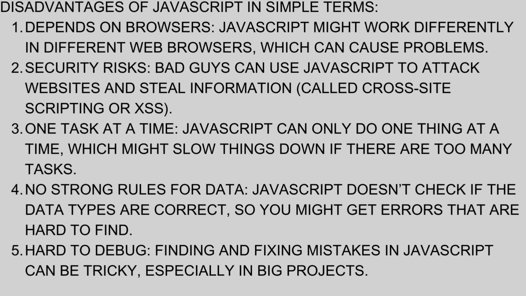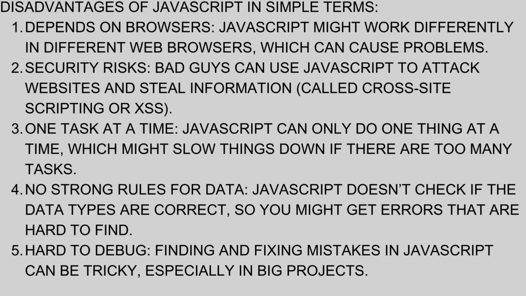Security risk. Bad guys can use JavaScript to attack websites and steal information. One task at a time. JavaScript can only do one thing at a time, which might slow things down if there are too many different things to be done. No strong rules for data. JavaScript doesn't check if the data types are correct, so you might get errors that are hard to find.